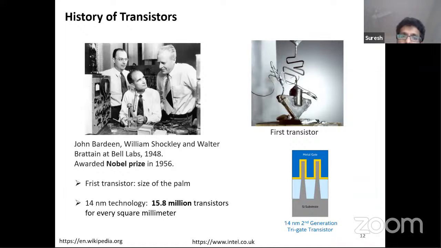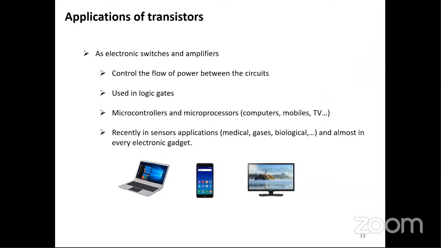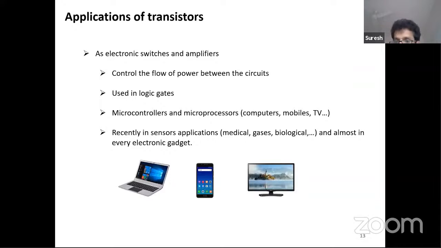So imagine how many transistors there are in a square millimeter, and how quickly you can control the charge carrier flow and the current, and that will lead to the reduction in the size of electronic devices. Of course, these transistors have several applications in electronic circuits, in mobiles, smartphones, displays, and also in the latest sensors. These transistors are widely used.